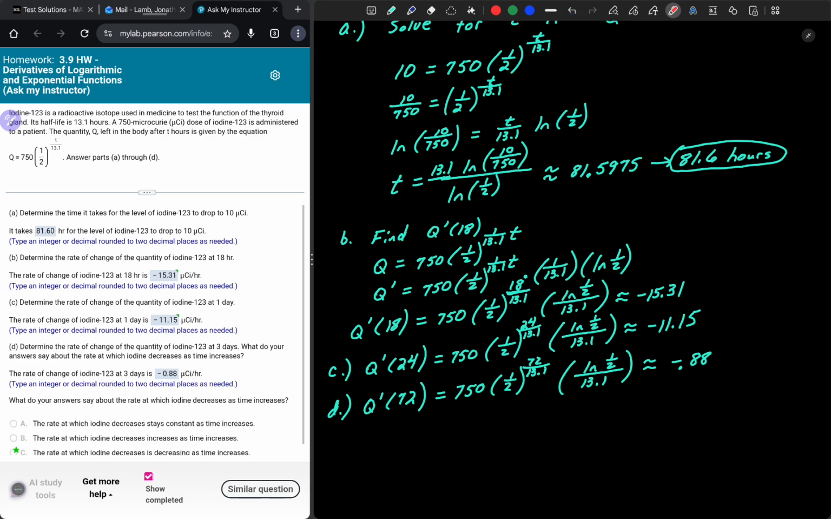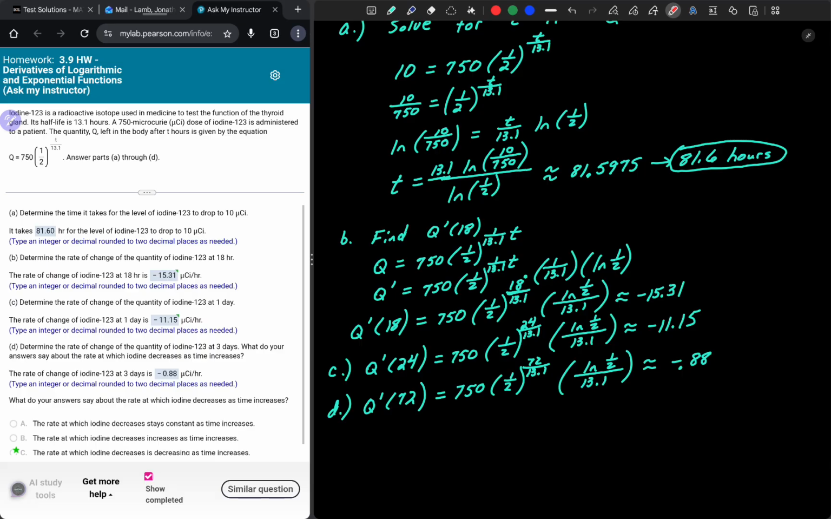Now I just need to evaluate that derivative expression for part B at 18, for part C at 24, and part D at 72. And then the last question is asking us to understand what's going on. And it says, what do your answers say about the rate at which iodine decreases as time increases?